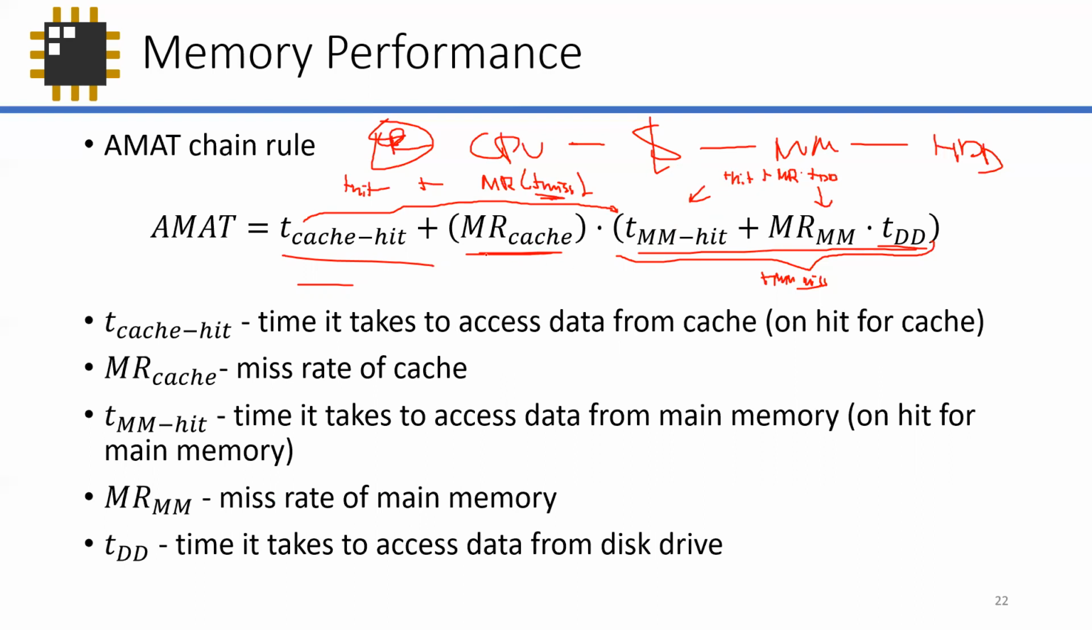But take note, the first miss rate here is due to the cache, because if you miss in the cache, then you have to calculate the time it takes to process the miss. Then inside the main memory, you make a hit. If it's not in the main memory, it has to access the disk drive. So there's a miss rate for the main memory, and you multiply it by the time it takes for the disk drive. For the disk drive, there is no hit or miss because that's the last stage of your memory.